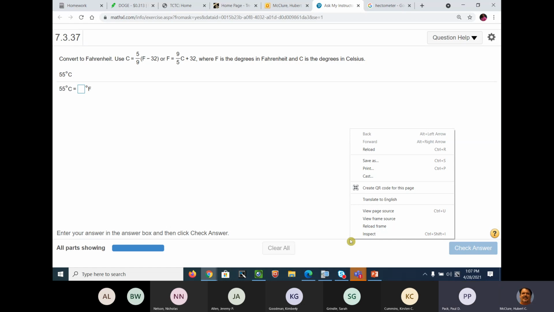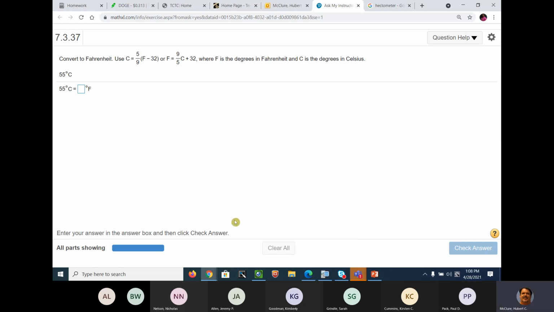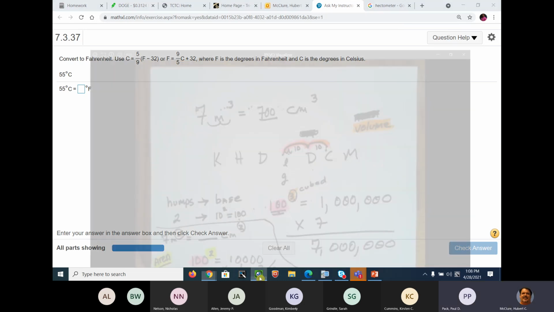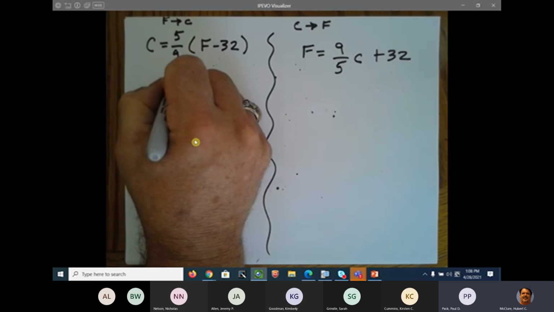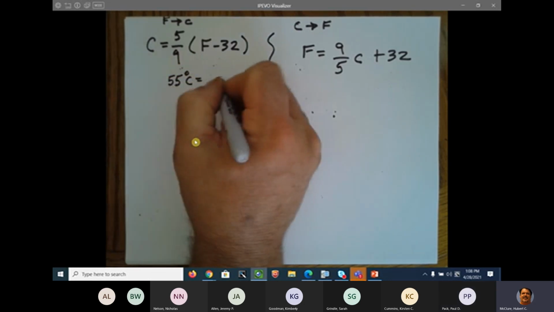This is to go from Fahrenheit to Celsius. And this is to go from Celsius to Fahrenheit. I'm writing them down for you. F equals 9/5 C plus 32. And they want to know 55 degrees Celsius. We're going to do 2 of them. I want you to change 55 degrees Celsius into Fahrenheit.